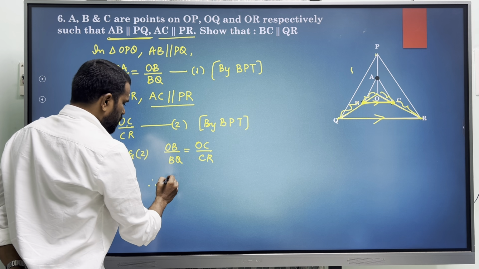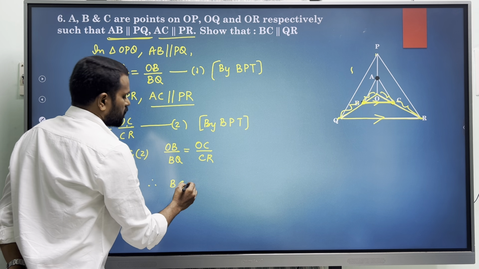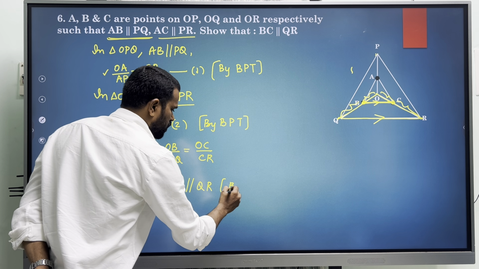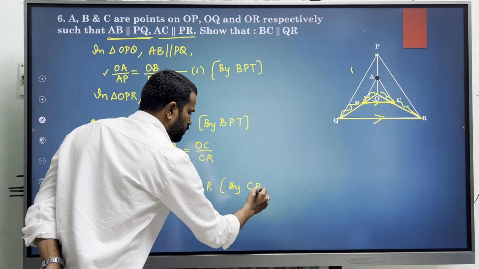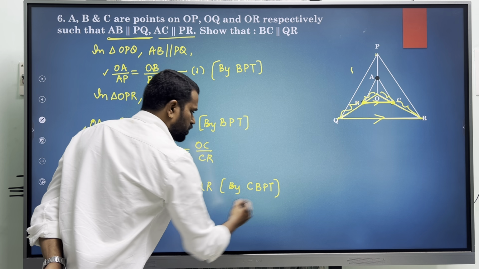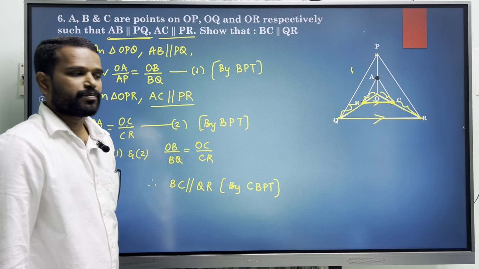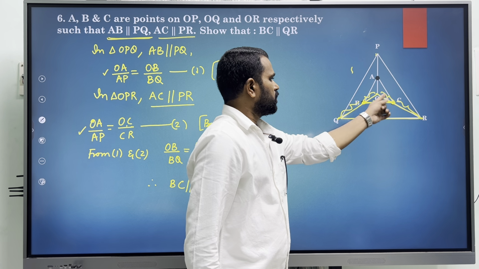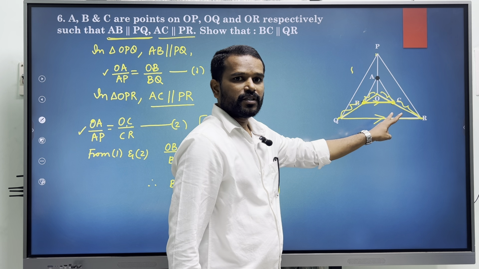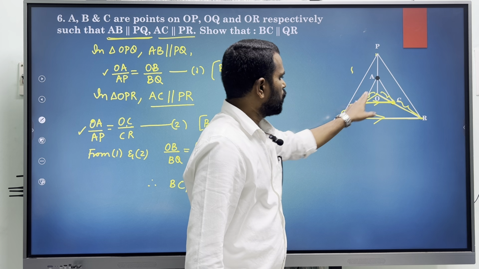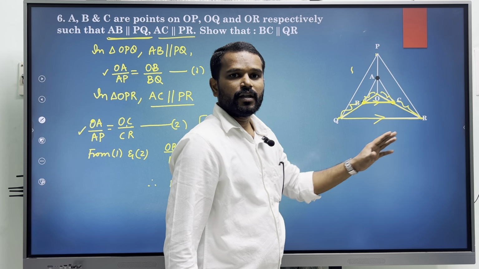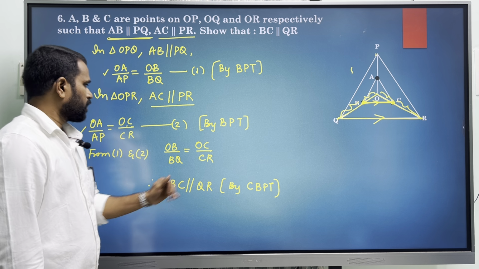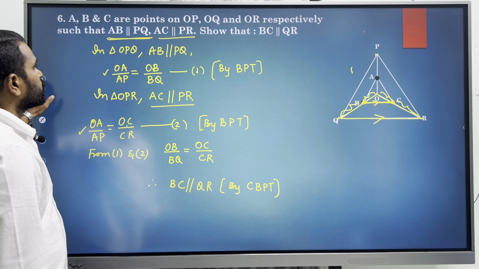Therefore, BC is parallel to QR. This is by the converse of the basic proportionality theorem. Understand? B and C are two distinct points which divide OQ and OR in the same ratio. Now, let us get to the next problem.